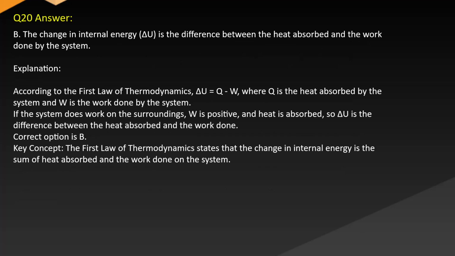Answer B. The change in internal energy ΔU is the difference between the heat absorbed and the work done by the system. Explanation. According to the first law of thermodynamics, ΔU equals Q minus W, where Q is the heat absorbed by the system and W is the work done by the system. If the system does work on the surroundings, W is positive and heat is absorbed, so ΔU is the difference between the heat absorbed and the work done. Correct option is B. Key concept. The first law of thermodynamics states that the change in internal energy is the sum of heat absorbed and the work done on the system.